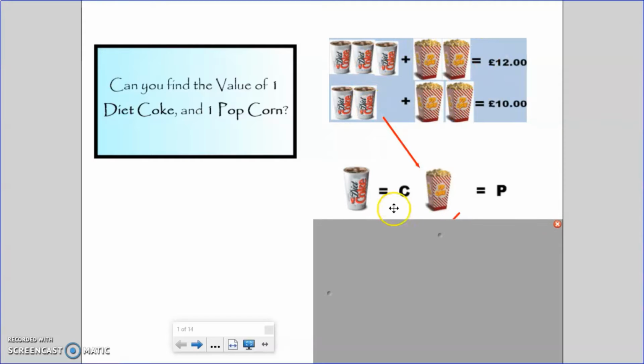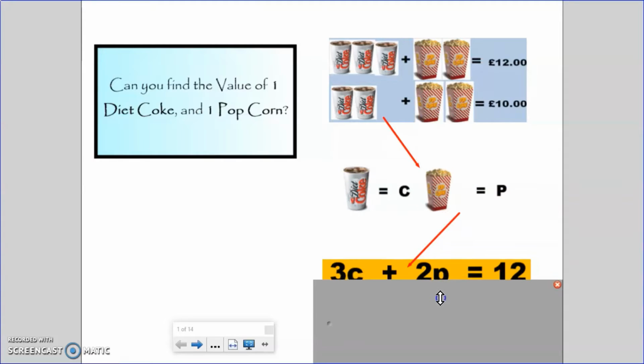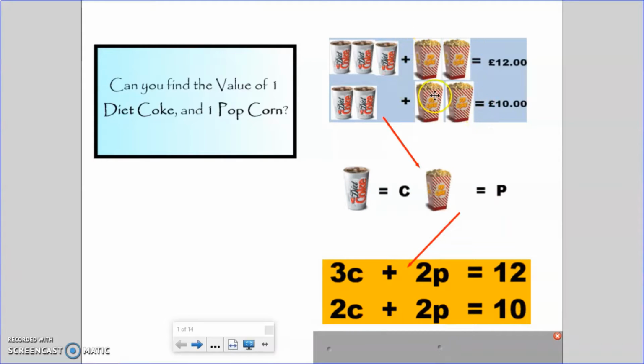If we were to replace the Diet Coke image with a C and the popcorn image with a P, the visual image then becomes an algebraic simultaneous equation. This idea of changing visual representations into algebraic simultaneous equations will be very useful when we come to do the problem-solving task a little bit later in the video.